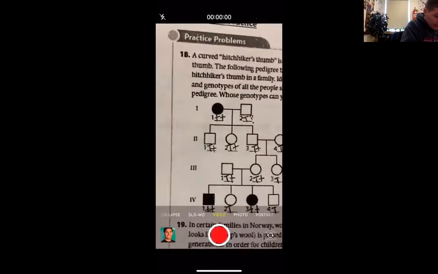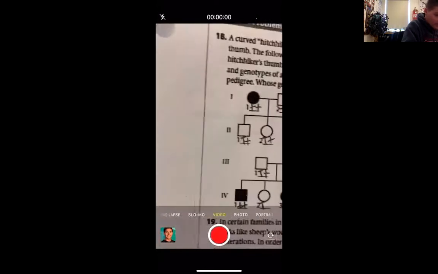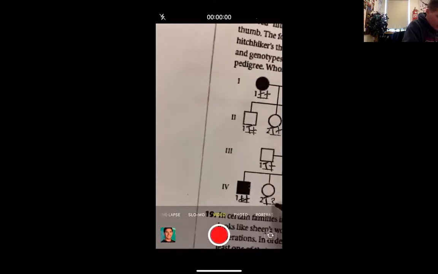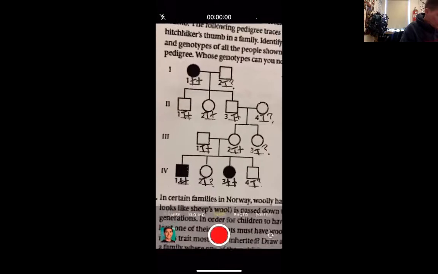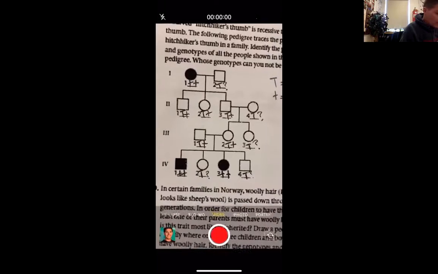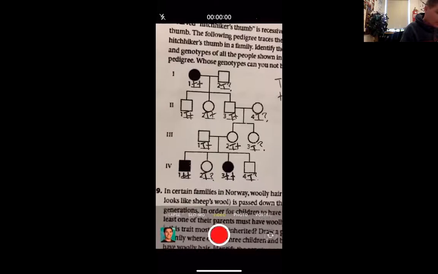Same with this individual over here. Could be homozygous dominant or heterozygous, as well as this individual. And these 2 down at the bottom are all unknowns. And now I'm done. So you have to fill in your pedigree charts like this. You have to be certain of any genotype. If it's not absolutely 100% sure, you can't fill it in.